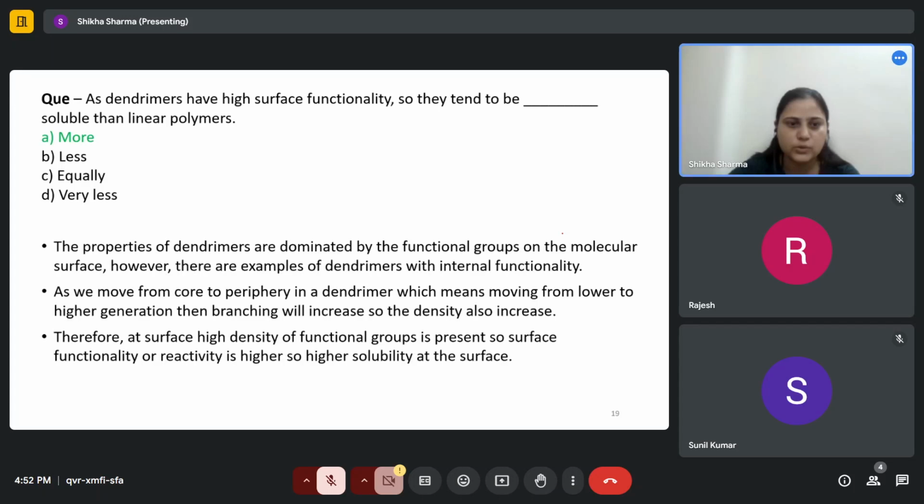Why? Because we have just now discussed that as we move from the core to the periphery in a dendrimer, which means moving from the lower to the higher generation, the branching will increase, so the density also increases. Therefore, at the surface, a high density of functional groups is present. So surface functionality or reactivity is higher, and also higher solubility at the surface, because there will be more reactive groups which can easily react with the solvent and form more solubility. So higher will be the solubility.